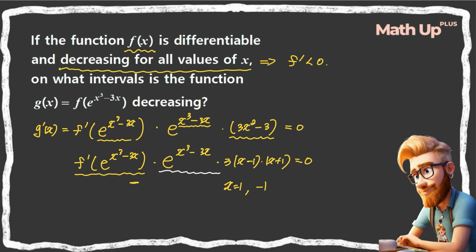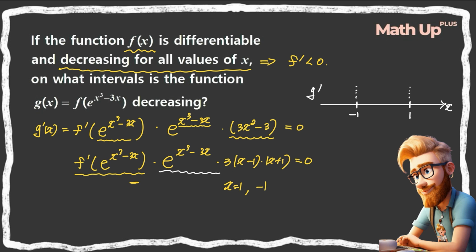So far so good. Now let's do the first derivative test. This is the number line for x. Our critical points are only negative 1 and 1, right? G prime of x is equal to 0 when x is equal to negative 1 and 1 only. So this is g prime.